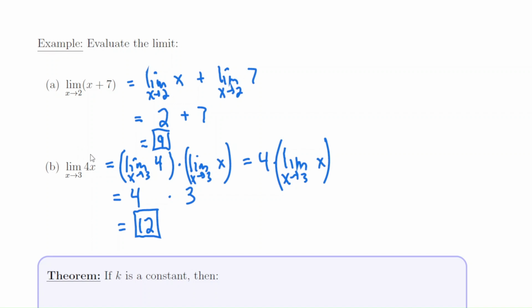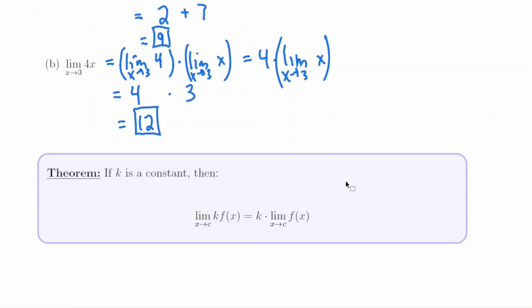And notice that the limit as x approaches 3 of 4x equals 4 times the limit as x approaches 3 of x. In other words, this 4 can come out in front of the limit, as long as the whole thing in here is just one term. You're not adding and subtracting a bunch of things, but just one term, so you can pull that 4 out front.